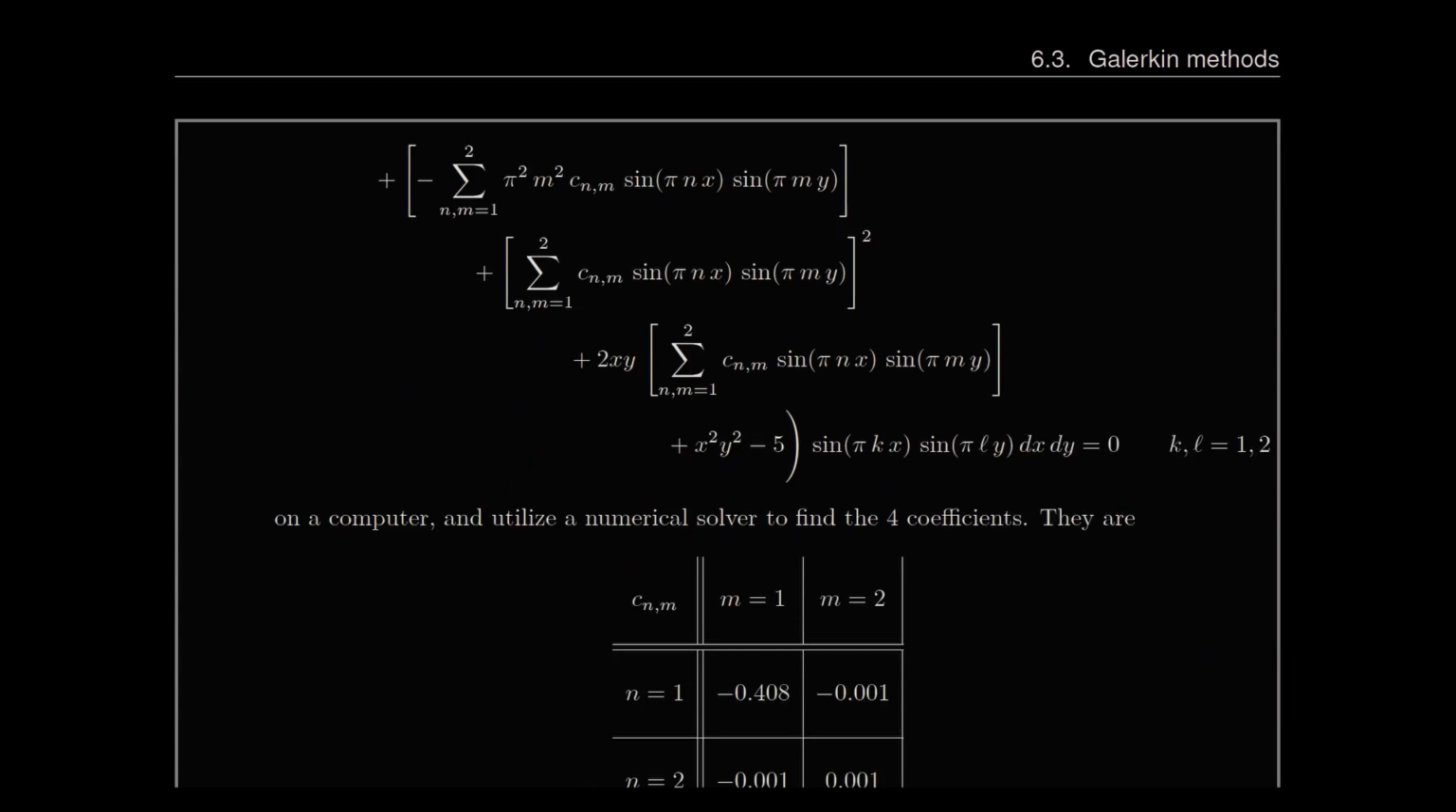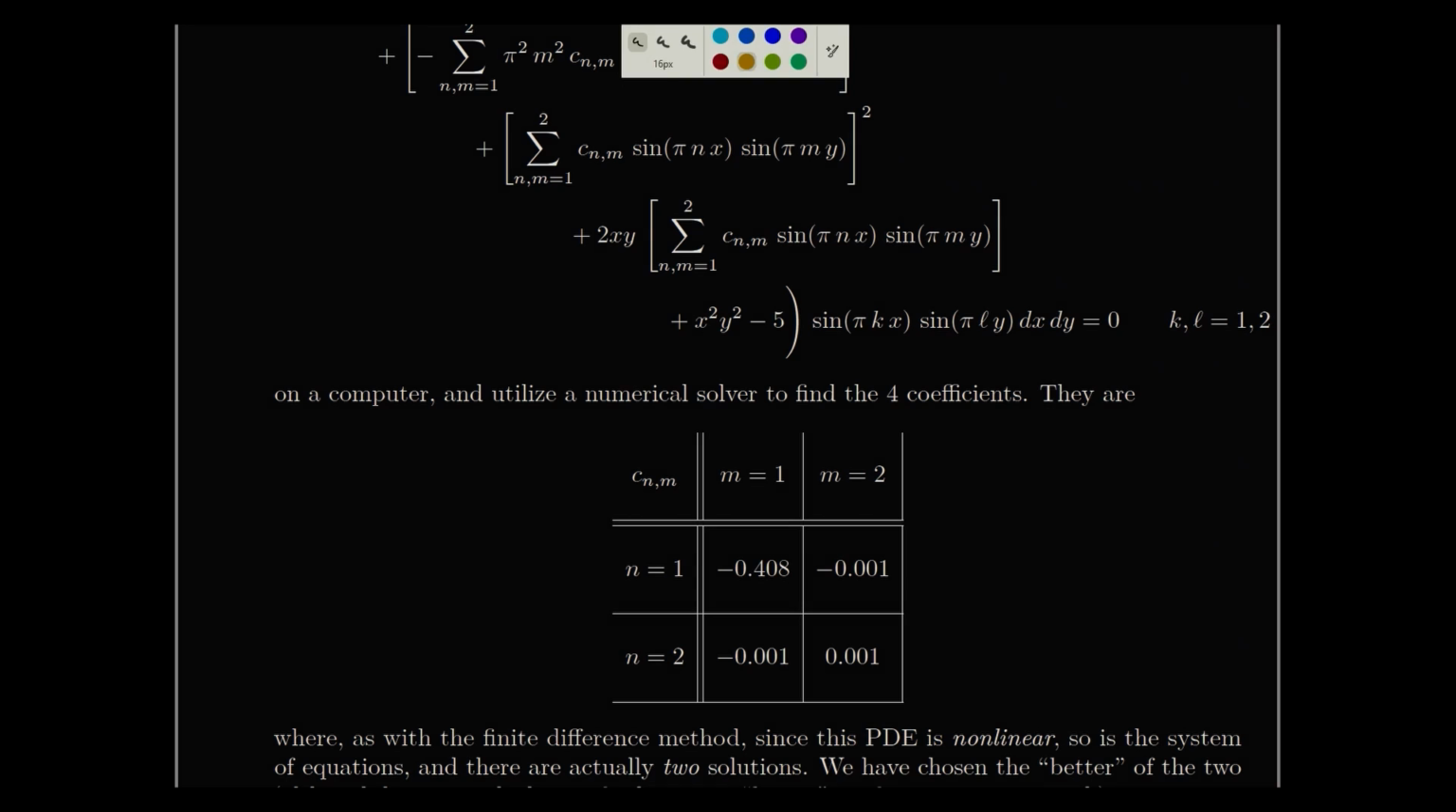We say we're going to solve for CNM, and what we end up with is negative 0.408, negative 0.001, negative 0.001, and 0.001. Now, those latter 3 seem like really small numbers. They are small, but they're not insubstantially small, so we keep them around.